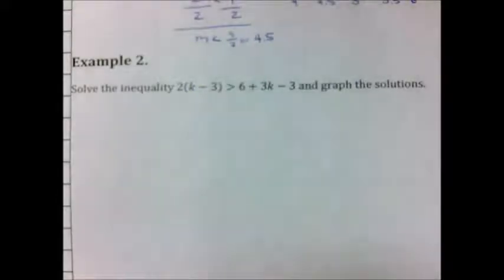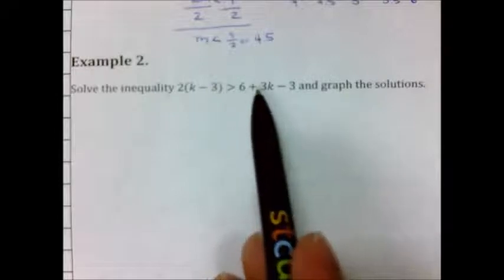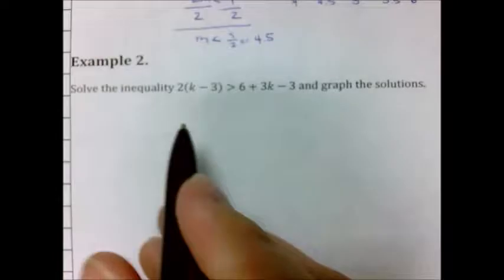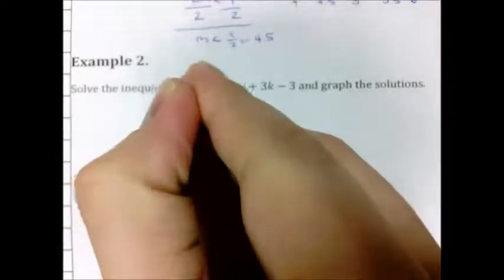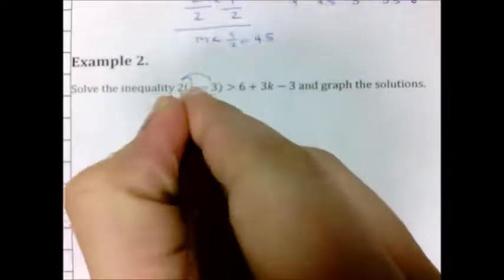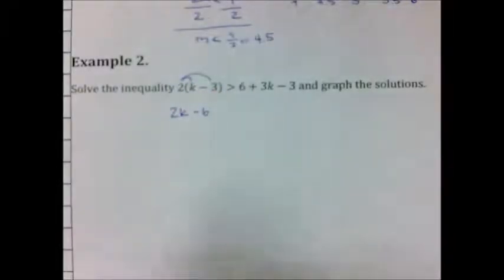Alright. Example 2 asks us to solve the inequality 2 times k minus 3 is greater than 6 plus 3k minus 3. Okay, so this is a whole lot of solving before we actually go ahead and subtract the 3k or get the k's on the same side. First, let's go ahead and distribute this 2. And remember, distribute means we're going to do the rainbow rule. So 2 times k is 2k. And 2 times negative 3 is a negative 6. So we have minus 6.